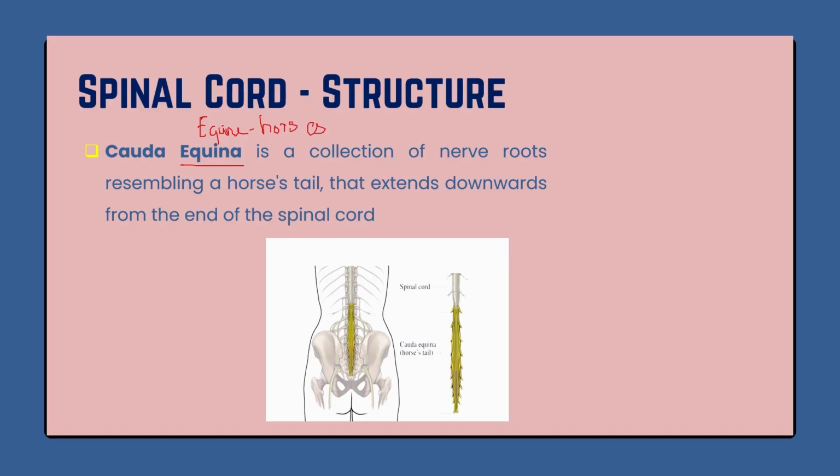Okay. Cauda means tail. So, cauda equina is a collection of nerve roots resembling a horse's tail that extends downwards from the end of the spinal cord. So, spinal cord ends here. Then there is further a collection of nerve roots that is extending from the spinal cord and looks like the tail of a horse. Now, this part is called cauda equina. After conus medullaris, we have cauda equina. So this was the general structure of spinal cord that you need to know. All right.